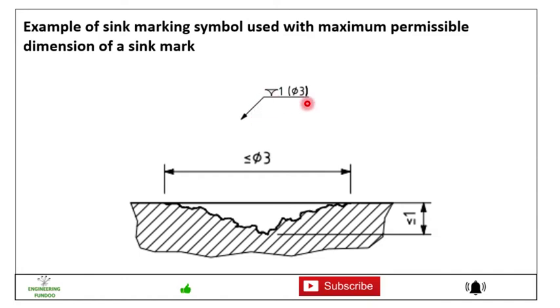Then we have example of sink marking symbol used with maximum permissible dimension of a sink mark. Friends, this is the symbol 1 with dia 3. Then here you can see the interpretation of this is the sink, and this diameter should be less than or equal to diameter 3 mm, and then this depth should be less than or equal to 1 mm. Friends, this is how it is interpreted on the drawing, and this is how it is represented on the drawing, and this is how it is interpreted in actual practice.